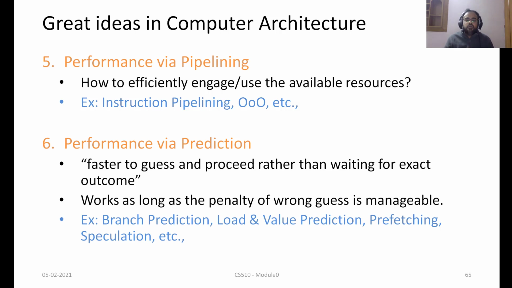So branch prediction, load and value prediction, prefetching, speculation, all these popular techniques are based on the concept of prediction. And prediction would work as long as the penalty that we pay in terms of time or power or area is less than the case where we would have gone wrong. In case we go wrong, we should not be paying too much of a cost, either in time or power.